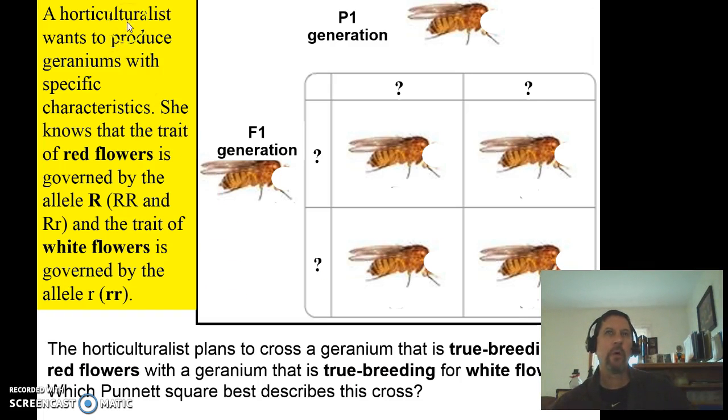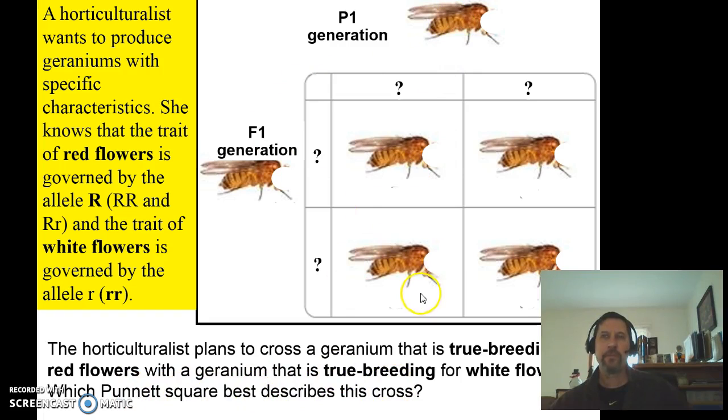Okay, here we go. A horticulturalist wants to produce geraniums with a specific characteristic. She knows that the trait of a red flower is governed by the uppercase R dominant allele, RR or R lowercase r. The trait for white flower is governed by the recessive lowercase r. Now you'll see instead of geraniums we have fruit flies. Here's the question. The horticulturist plans to cross a geranium that is true breeding for red flowers with a geranium that is true breeding for white flowers. Which Punnett square best describes the cross?